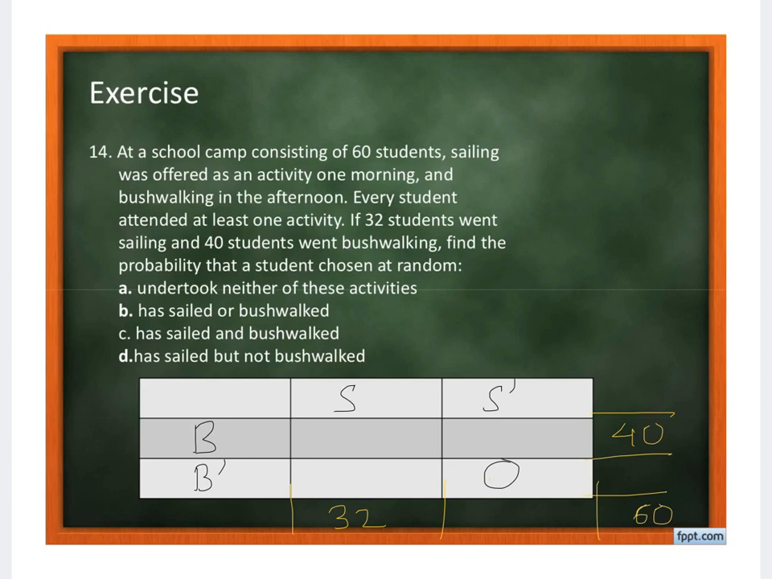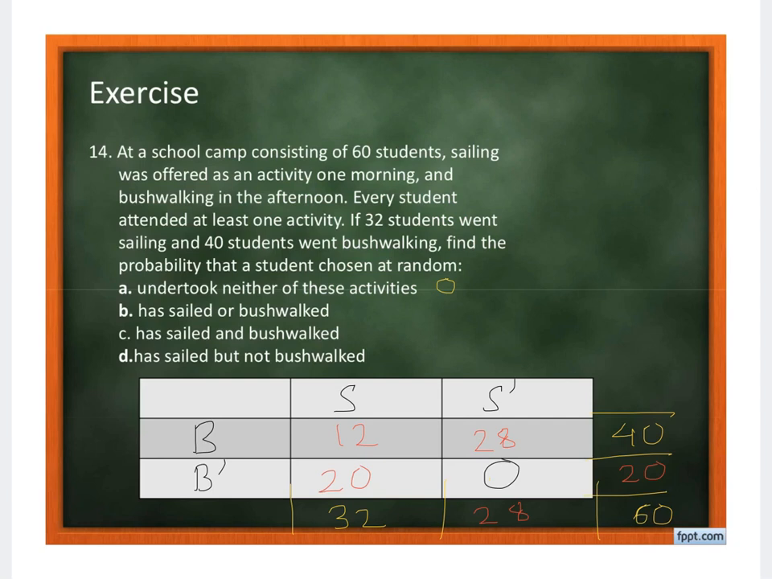60 minus 40 is 20. 60 minus 32 is 28. 28 minus 0 is 28. 20 minus 0 is 20. 40 minus 28 is 12. Undertook neither of these activities, so it's 0, because everyone took at least one activity.